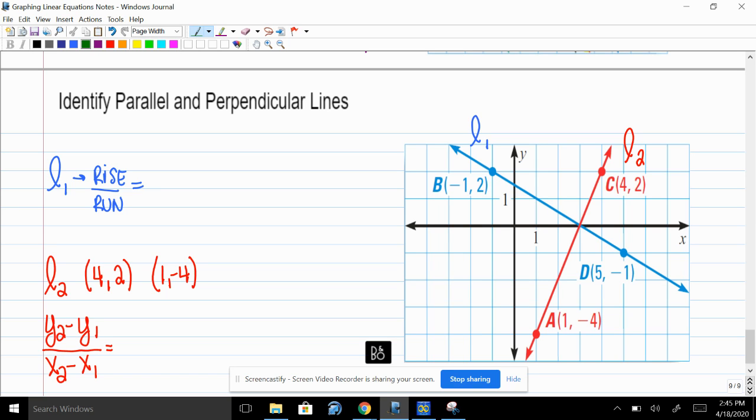Okay, guys, so we talked about parallel lines and how the slopes determine our parallel lines. So now we're going to talk about perpendicular lines. Okay, first thing, what the heck are perpendicular lines?